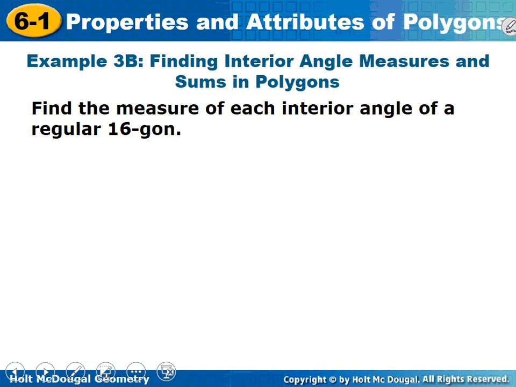What are the keywords? Interior. What else? 16-gon. What else? Each. We're looking for each interior angle. What else is important? Regular. So we're looking for each interior angle, and it is regular. But we're looking at interior, not exterior. So what am I going to do to figure out each interior angle if it's regular and it's a 16-gon?